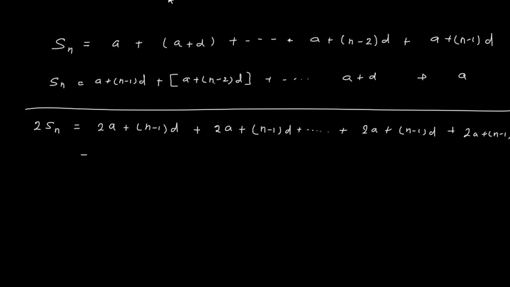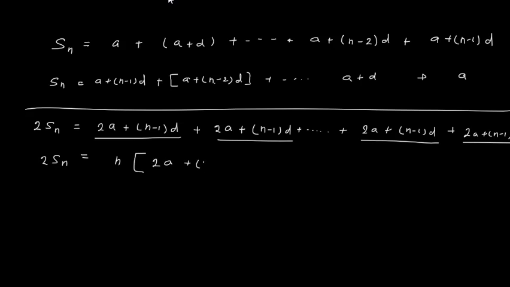So we see that each sum comes to 2a plus (n minus 1)d, and this is repeating n times, since there are n terms in total. So 2Sn is n times (2a plus (n minus 1)d), or Sn is equal to n divided by 2, in brackets, 2a plus (n minus 1)d.